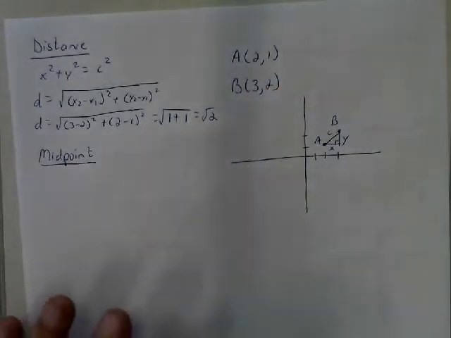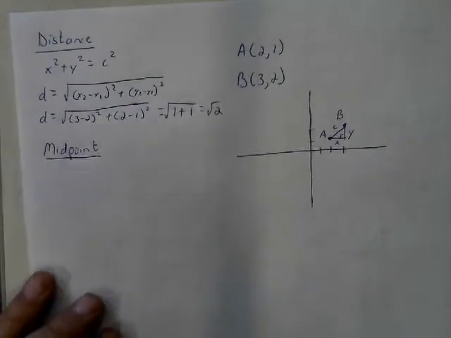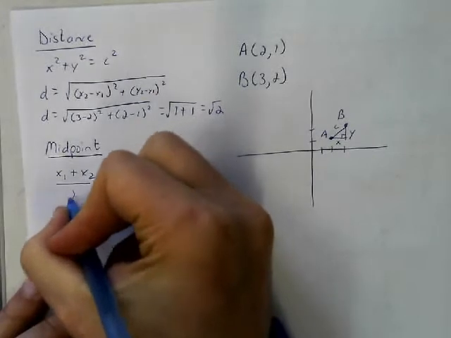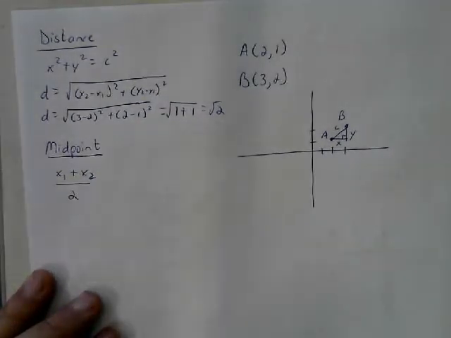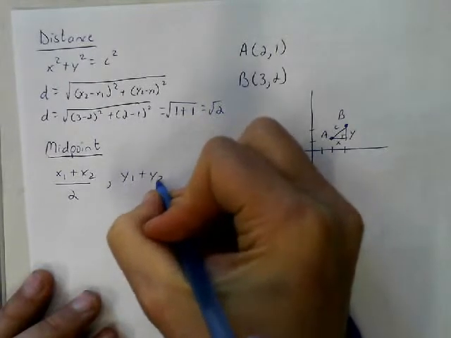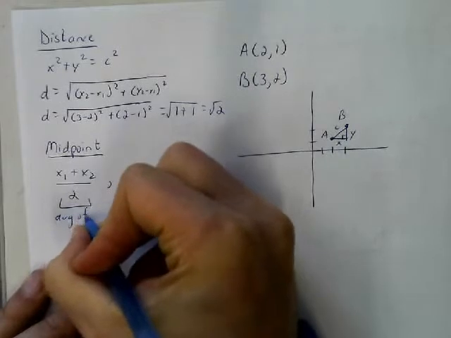The midpoint, on the other hand, is actually so much easier than what people make this out to be. How do you find the middle of something? You find the average. And for that reason, you just simply take x1 plus x2 and divide it by 2. It is simply the average of the x's. And then you have y1 plus y2 over 2, the average of the y's.